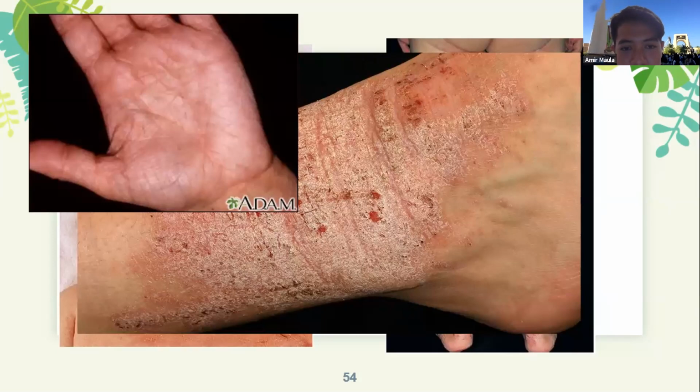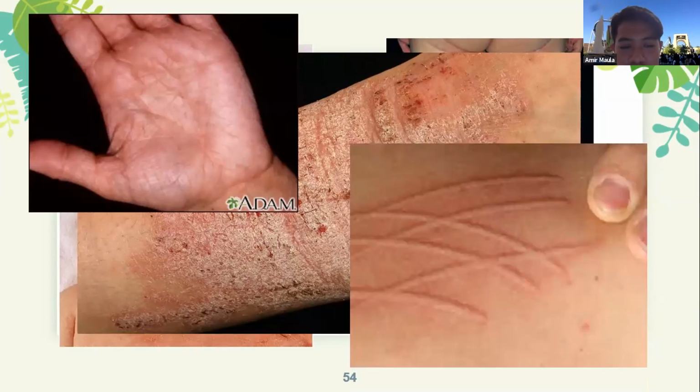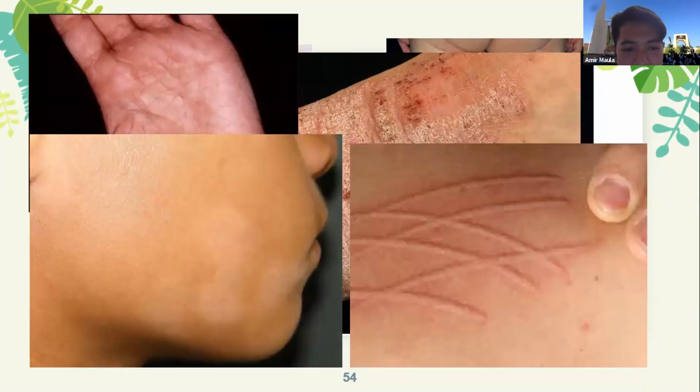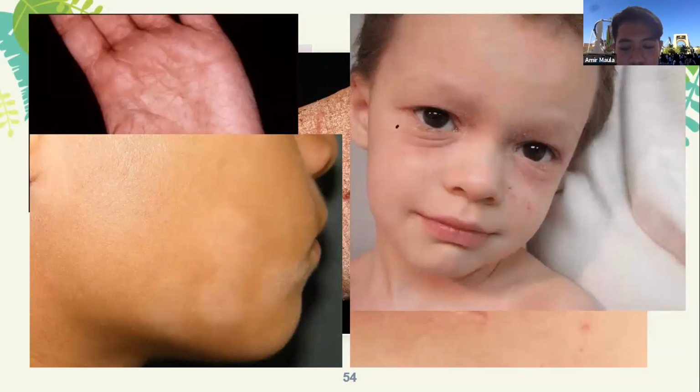Next, dermatographism. Next one, pityriasis alba. And also this is called Dennie-Morgan folds, with the creases under the eyelids. And the last one is keratosis pilaris.